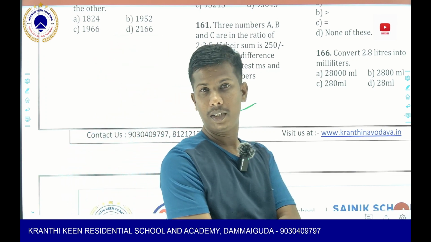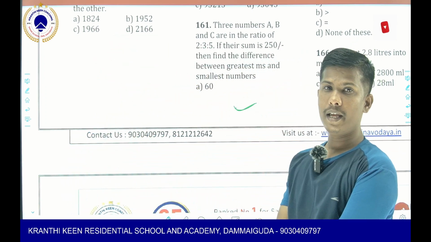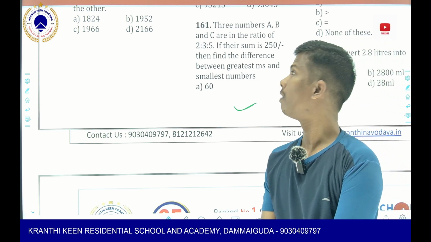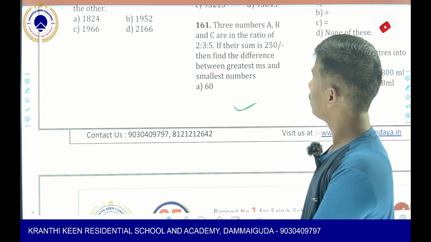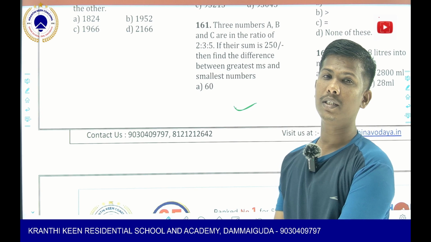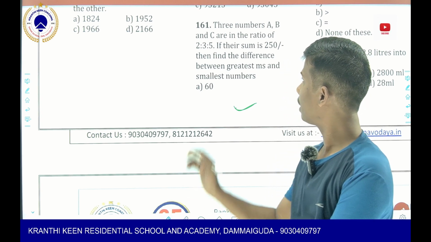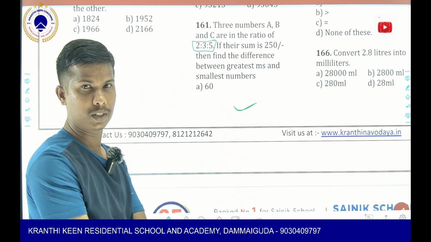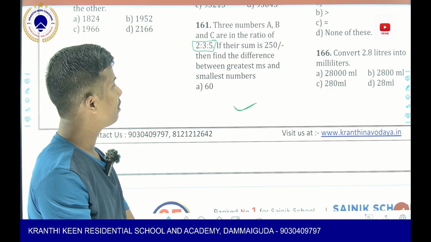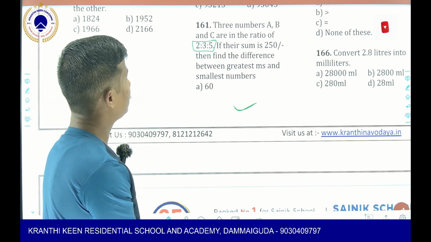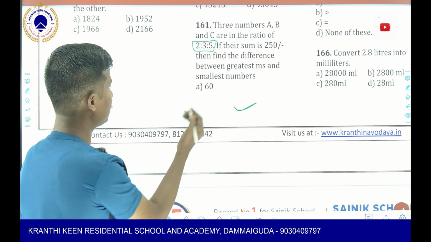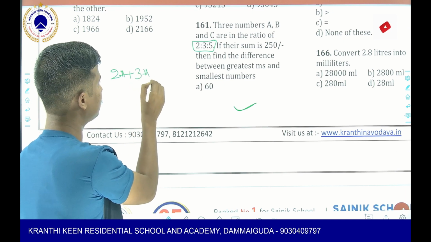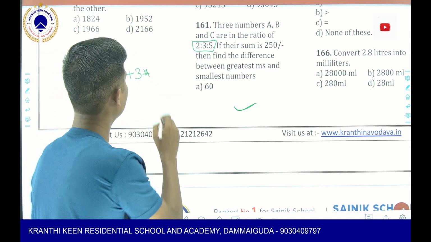For this question, what are they asking? Three numbers A, B, and C are in the ratio 2 is to 3 is to 5. And when the ratio is given and you want to find the numbers, what you have to do? You have to multiply the ratio with a fixed quantity. Let the fixed quantity be x. This is the ratio. The first number will be 2x. The second number will be 3x. That means the ratio given, we are converting it to numbers.